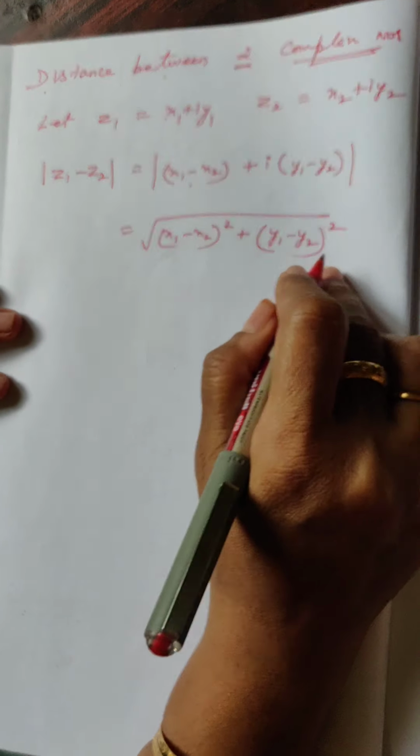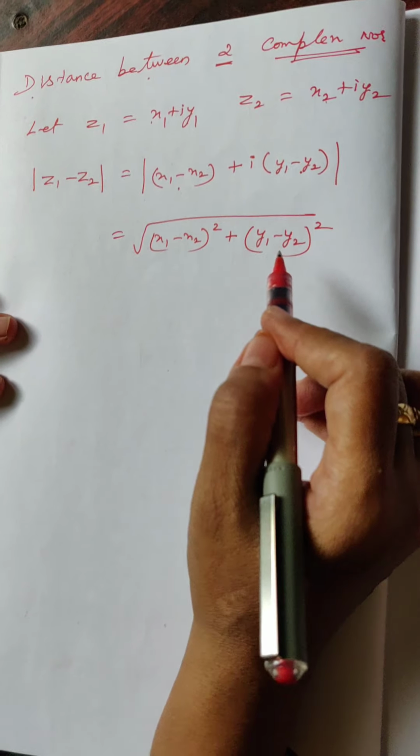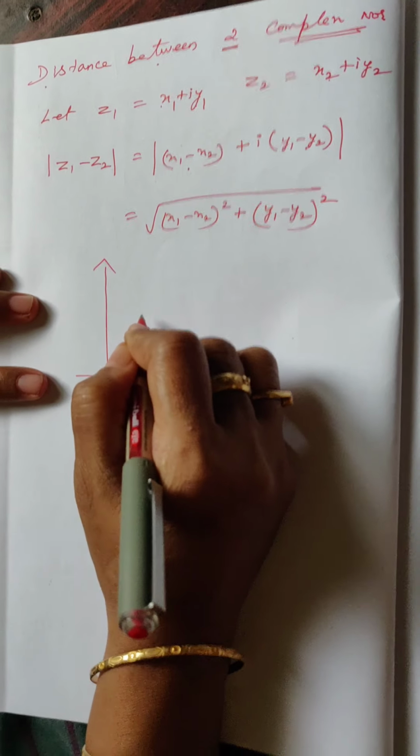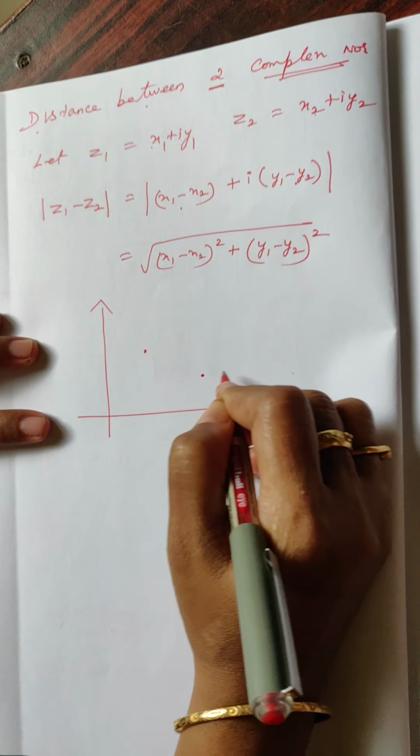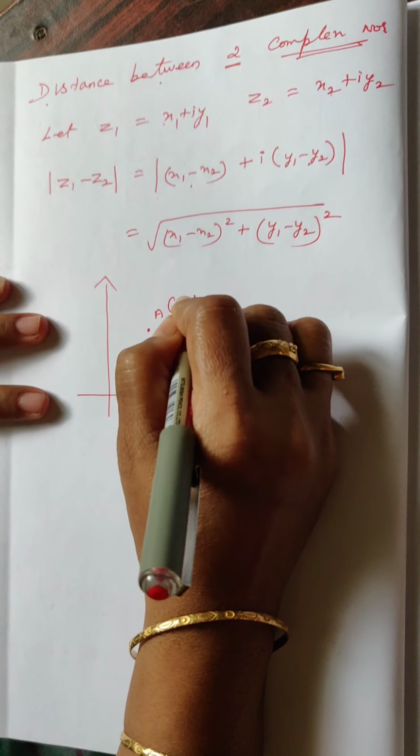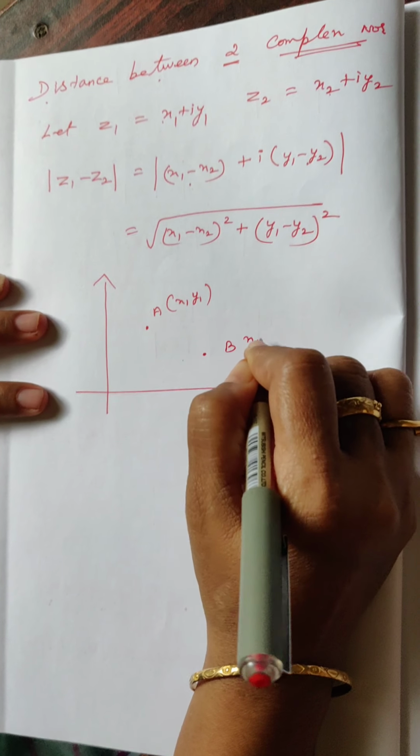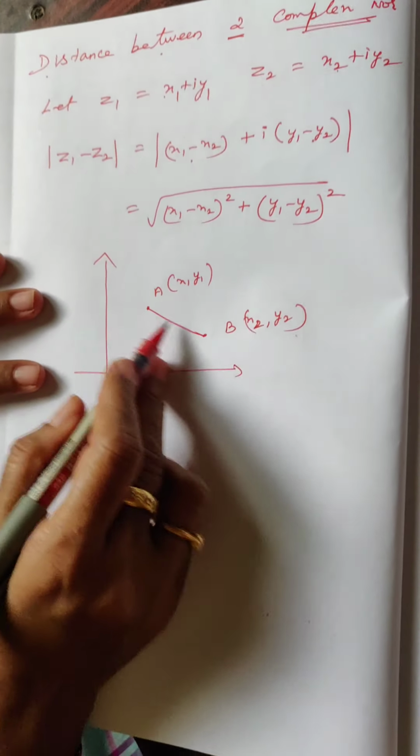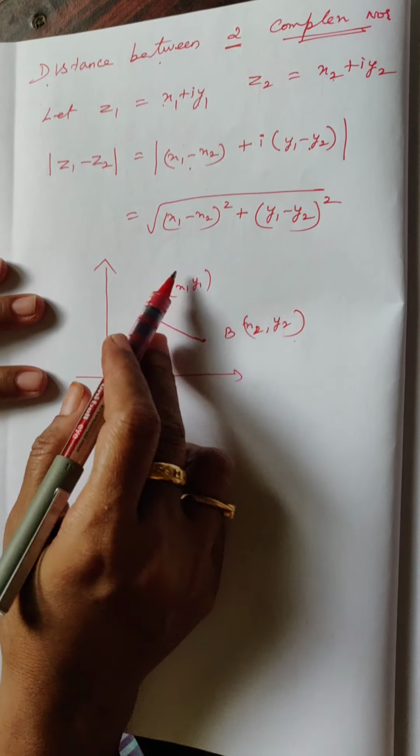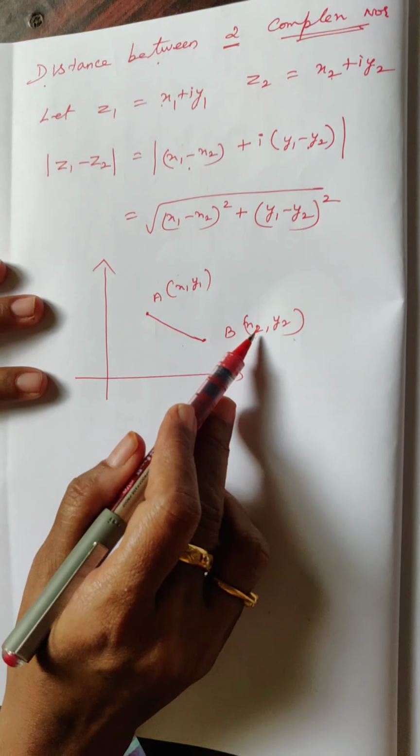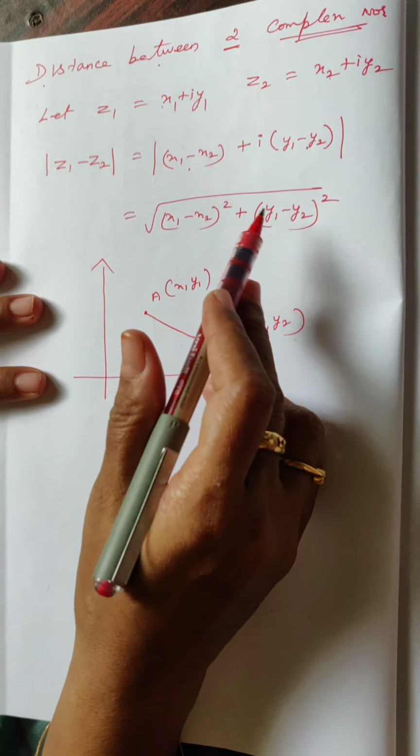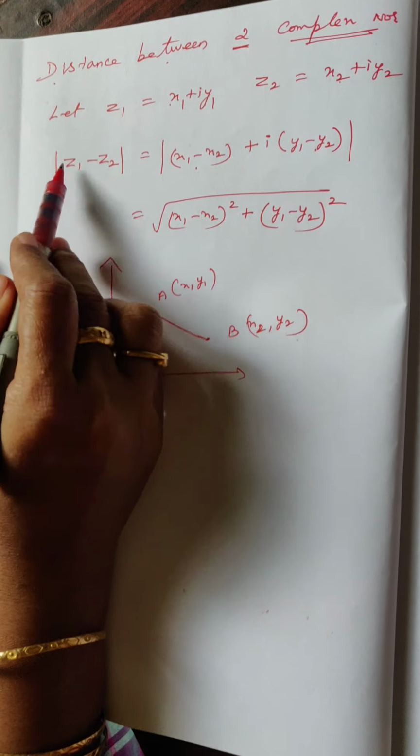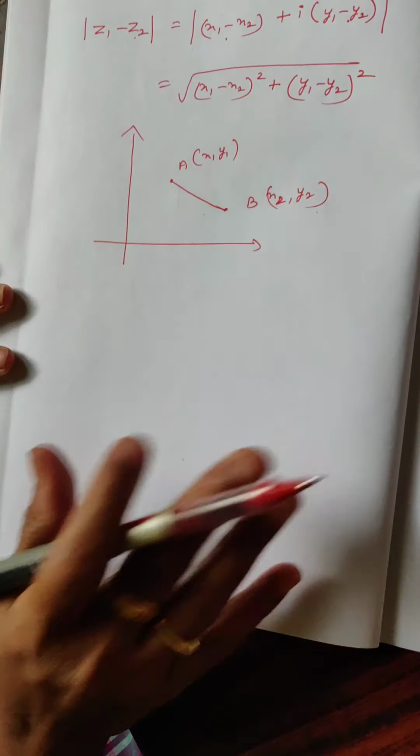Already you know this concept. This is nothing but the distance between any two points x1 y1 and x2 y2. You already learnt this in 10th standard. There is a point A of x1 y1 here, and B of x2 y2. So the distance between these two points is root of x2 minus x1 the whole square plus y2 minus y1 the whole square, or x1 minus x2 the whole square plus y1 minus y2 the whole square, it is the same. So in order to find the distance between two complex numbers, it is enough to subtract the complex numbers, then find the modulus. Is it clear now?